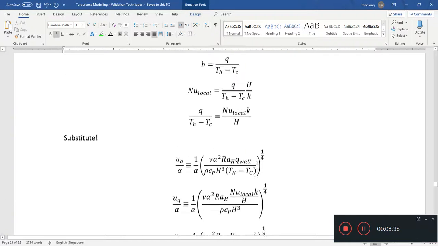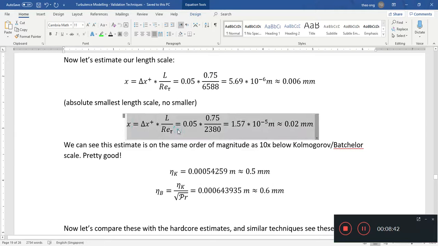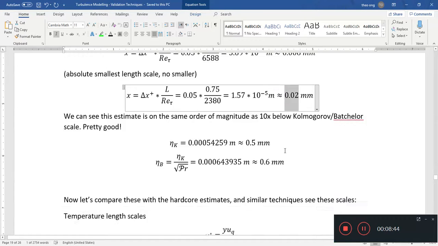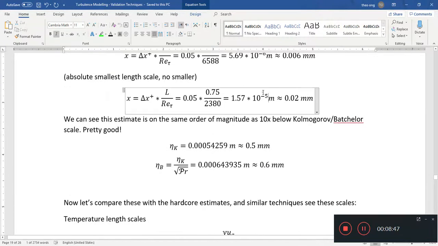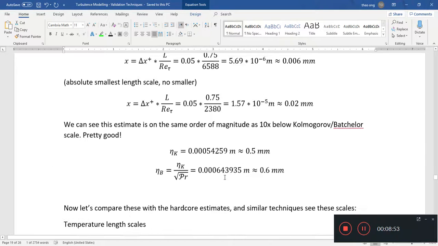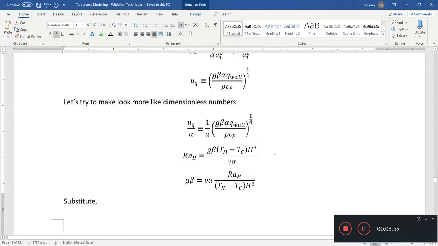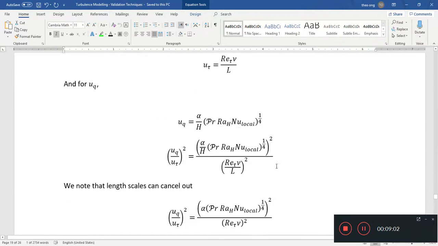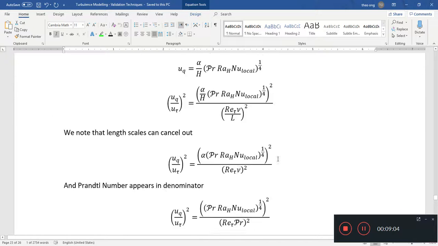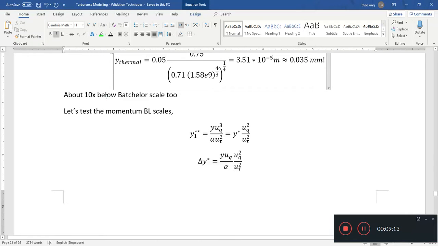So if you take a look at our not so rigorous methods before, you see it's about the same. The same order of magnitude, 0.02 here, based on just substituting the Grashof number here into some flat plate correlation. So actually this is not too bad, and actually this is a conservative estimate. As you can see, this is actually slightly smaller than this thing over here. So this is about the smallest length scale we need. Okay, and it's about 10 times below the Batchelor scale and the Kolmogorov scale as well.